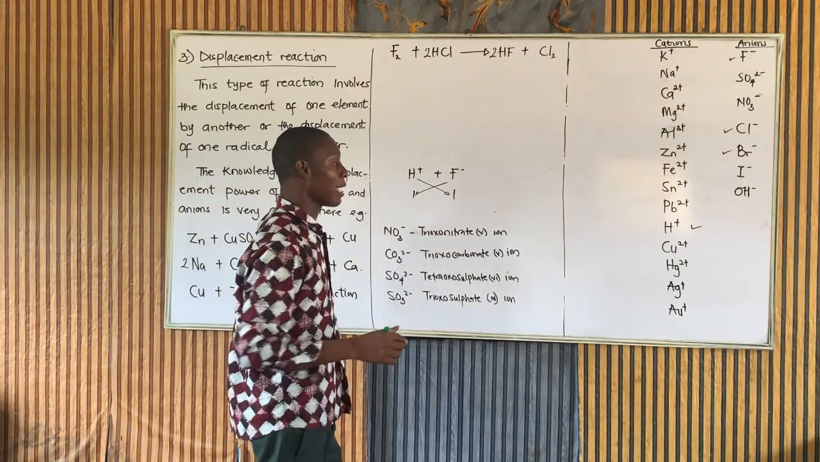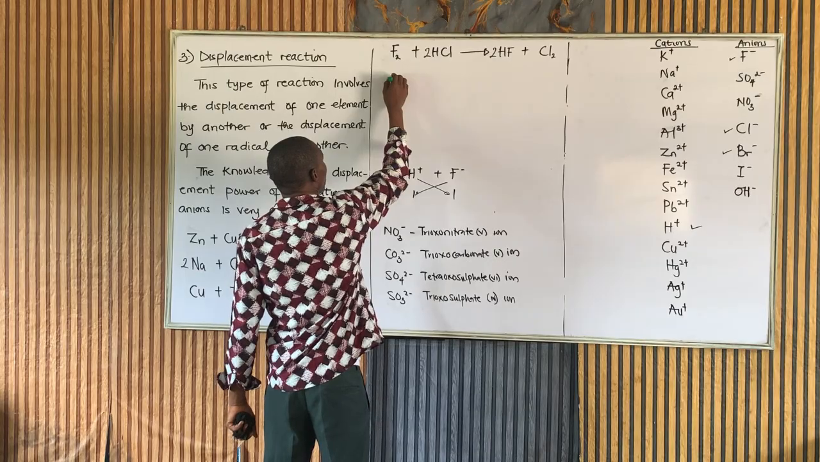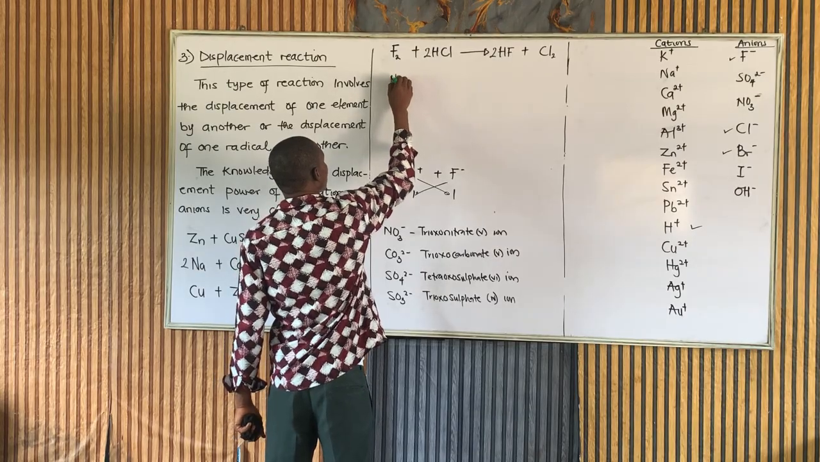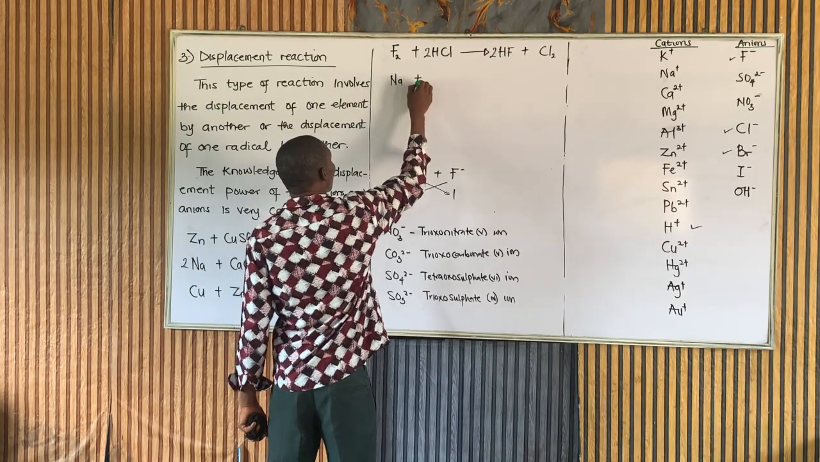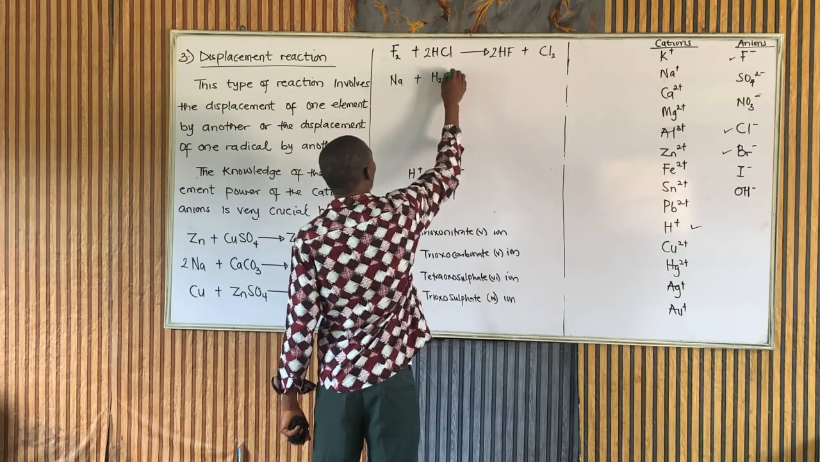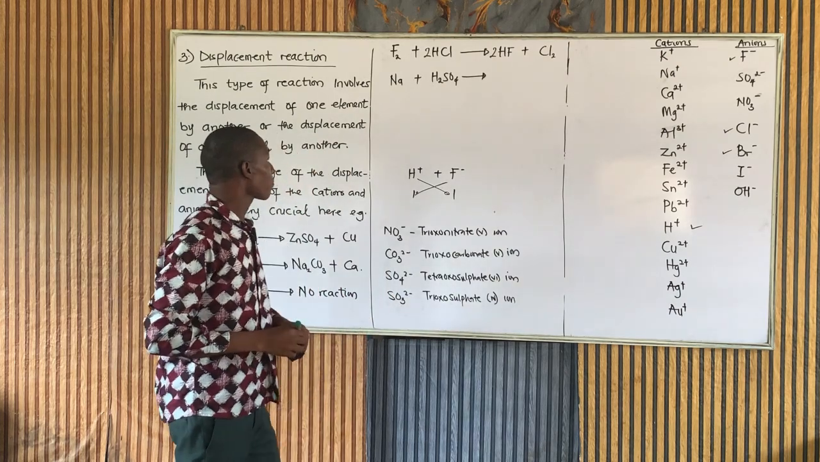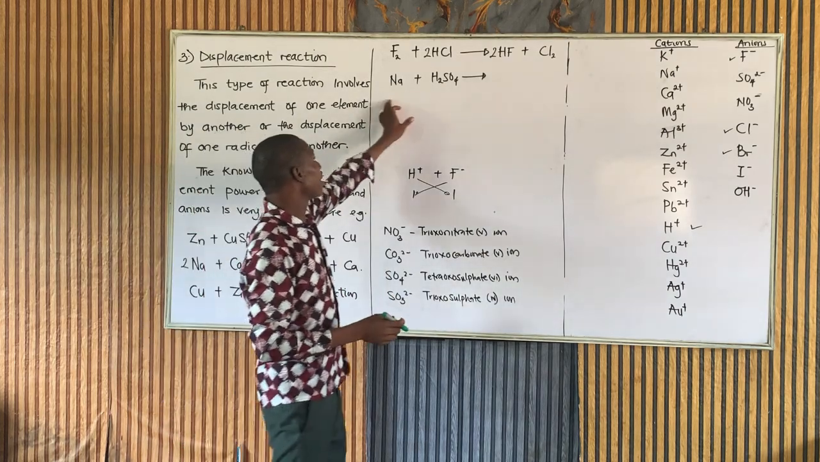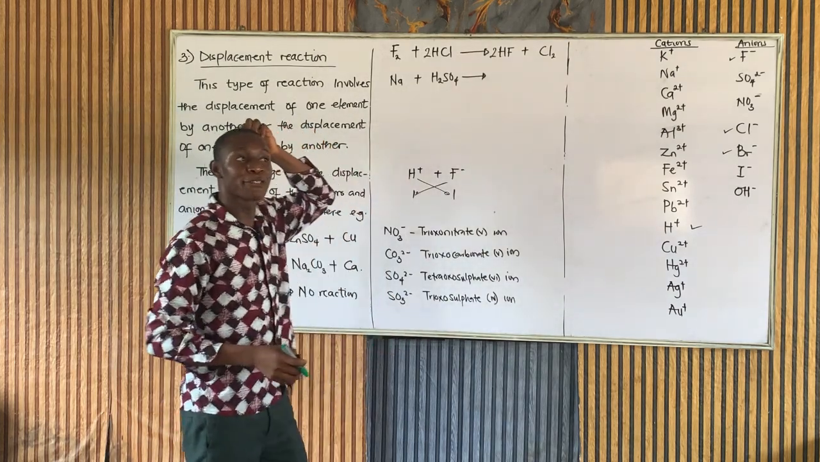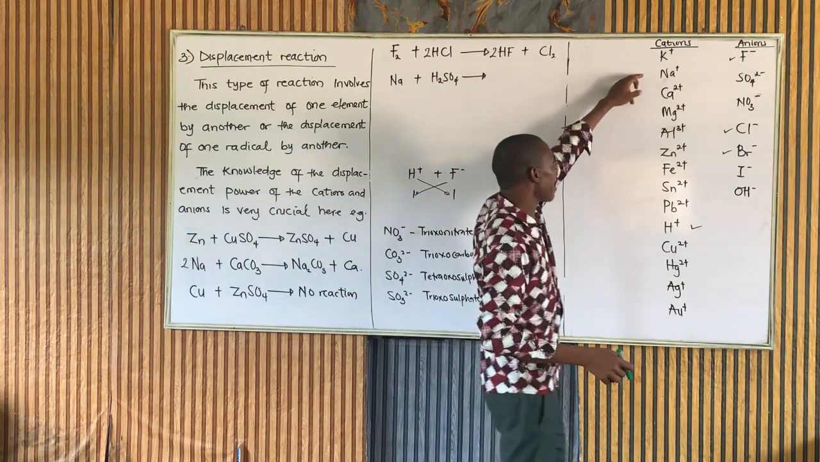Let's take another one now. Let's say we have sodium combining with H2SO4. What then will be, this is the last one I will be taking now. Here, sodium will displace hydrogen. Sodium displaces hydrogen, and that's because sodium is above hydrogen in the activity series.